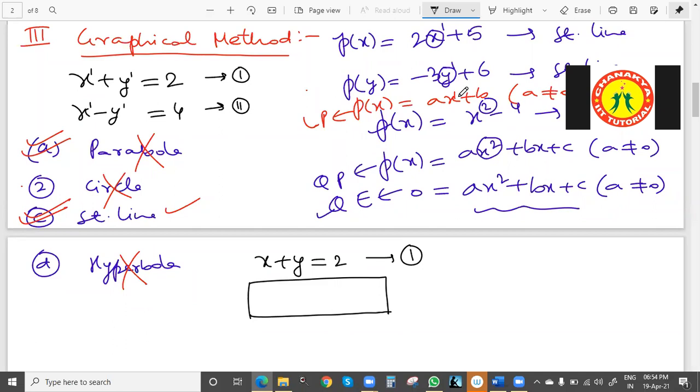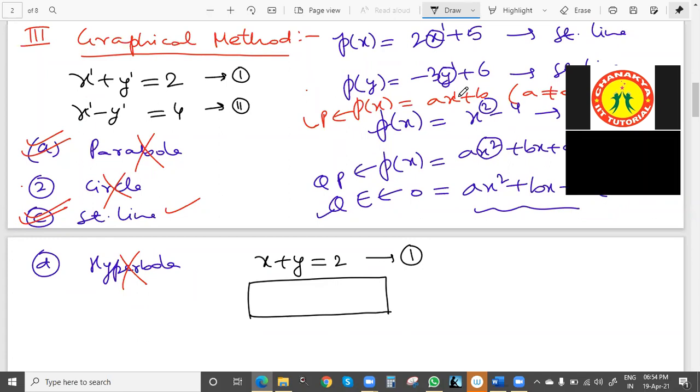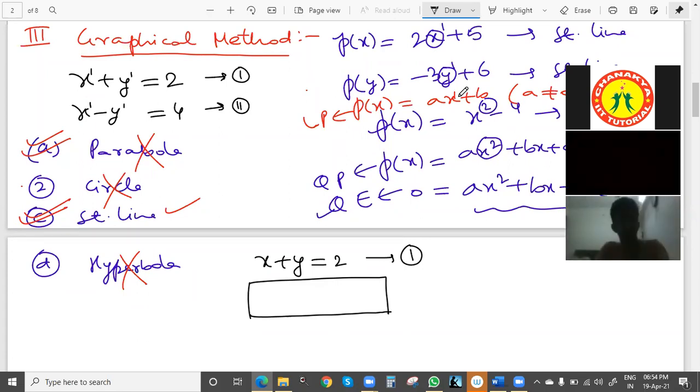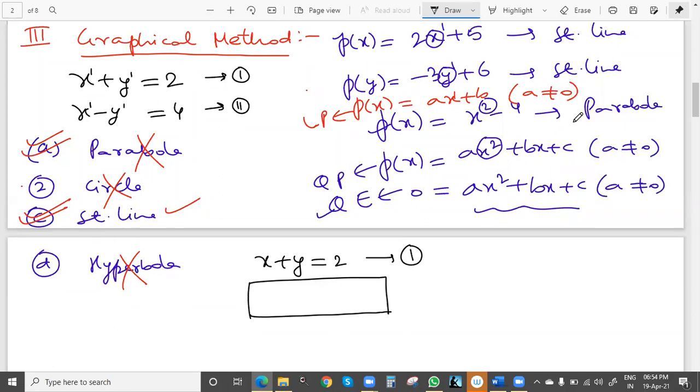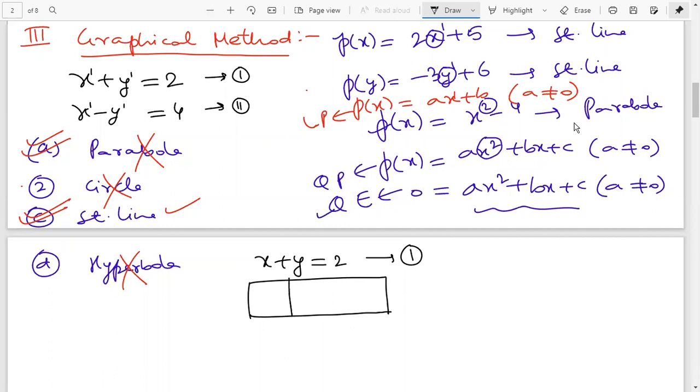Let others also join. By the time, you can plot the points, and this one you can plot 2 points from this equation. So we have this equation x plus y equal to 2. Same process we have to do every time. We write x, y. First we'll take x value.